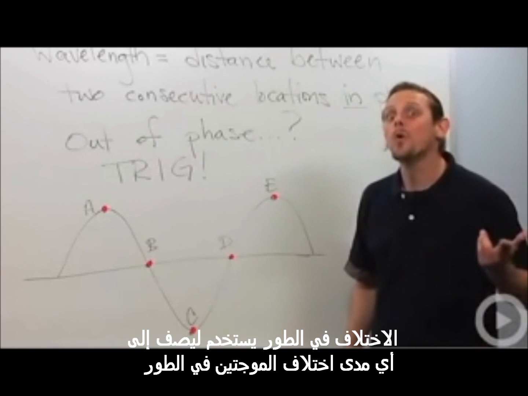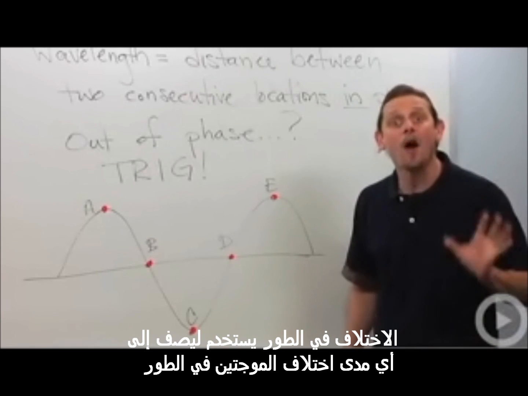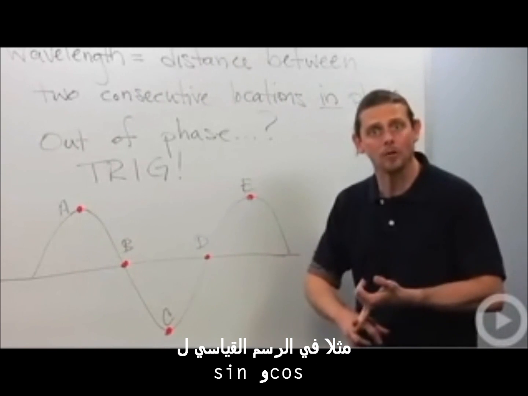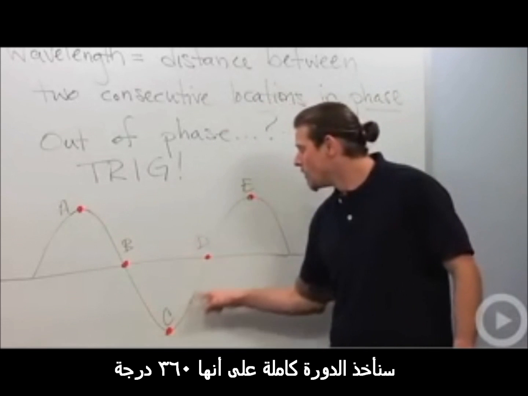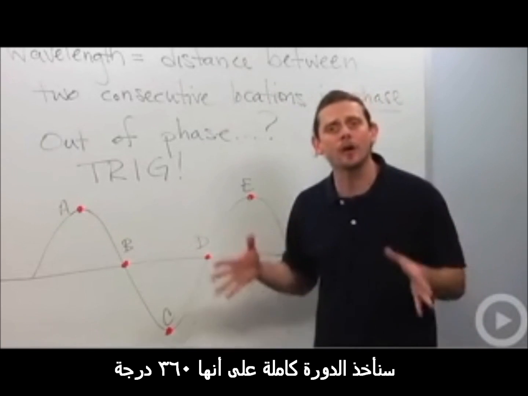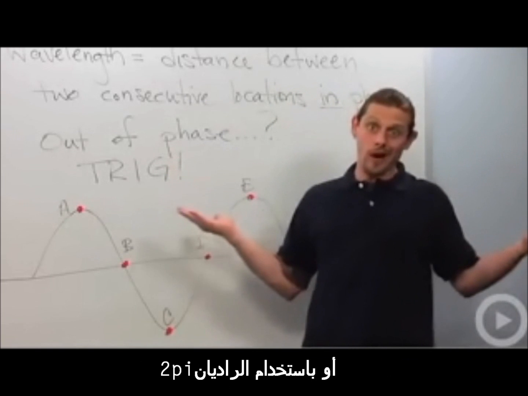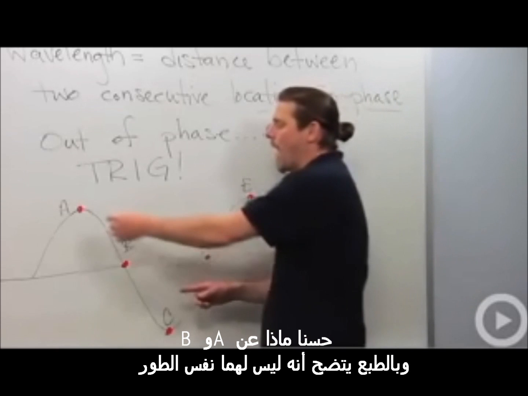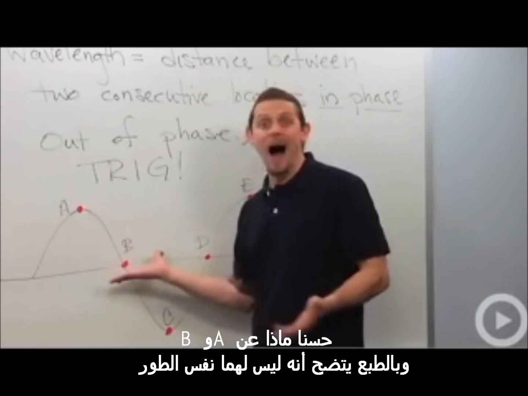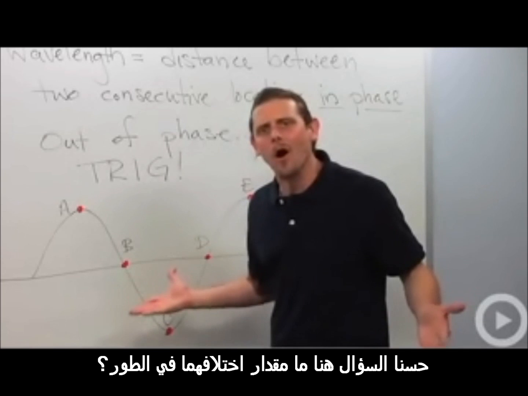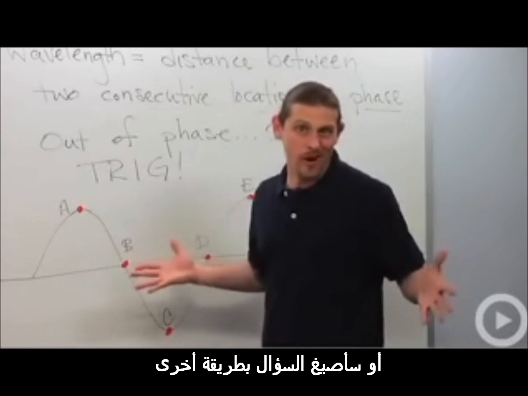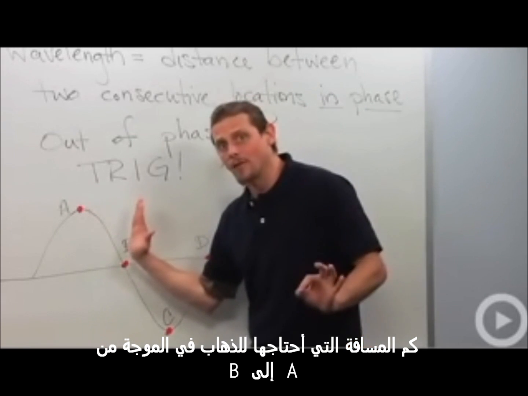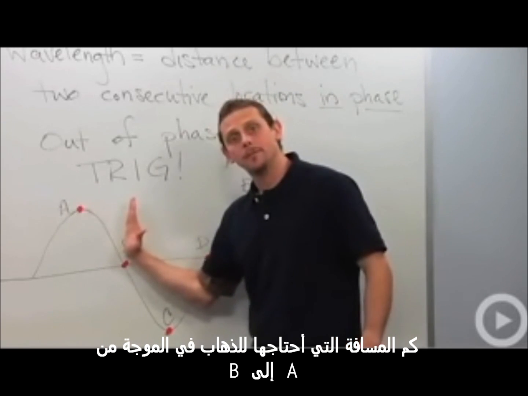What if they're out of phase? If they're out of phase, we'll use some trig to describe how far they are out of phase. So just like our standard sine and cosine graphs, we're going to take the whole wave as being 360 degrees. Or if we're using radians, we'll use 2 pi. But let's just go ahead and work in degrees for now. So what about A and B? They're clearly not in phase. So how far out of phase are they? So the question, let me rephrase it, is how far do I need to go inside the wave to go from A to B?